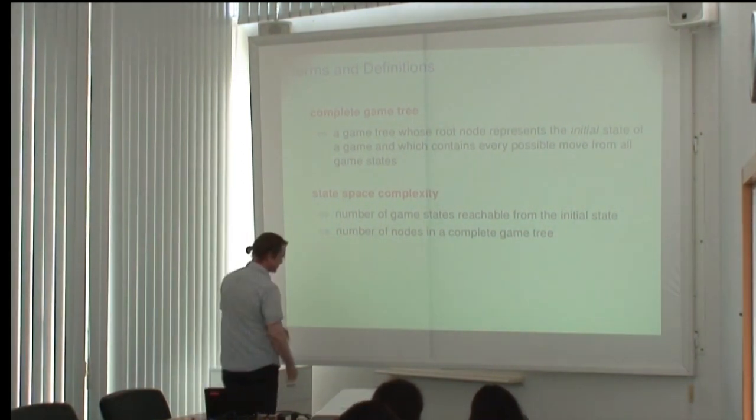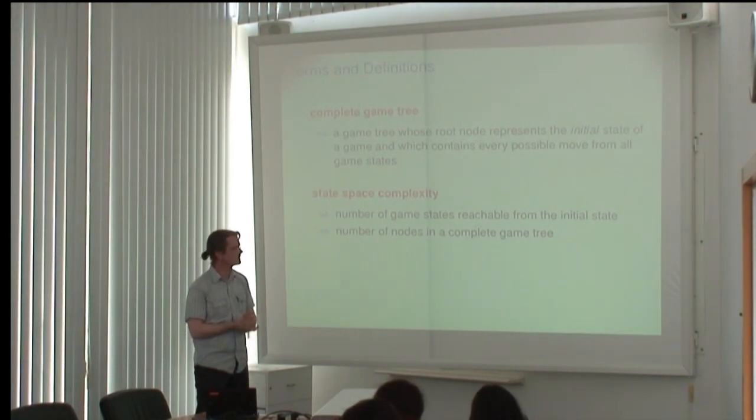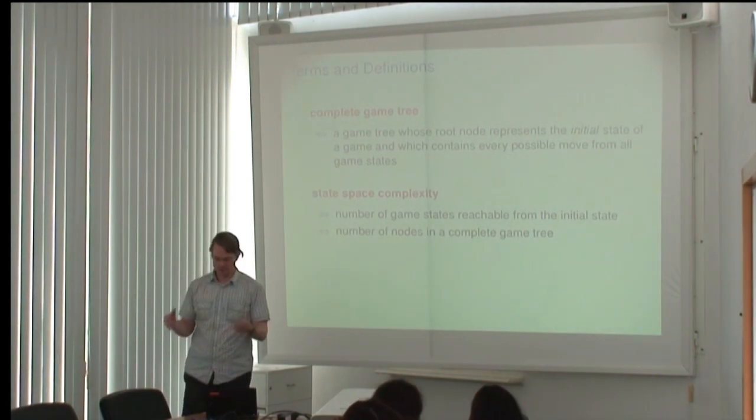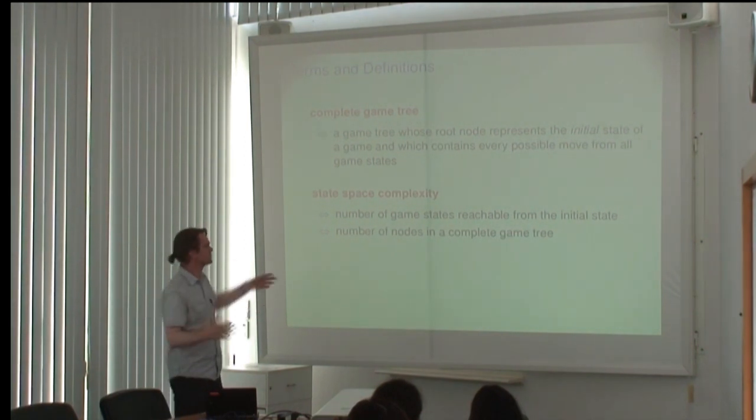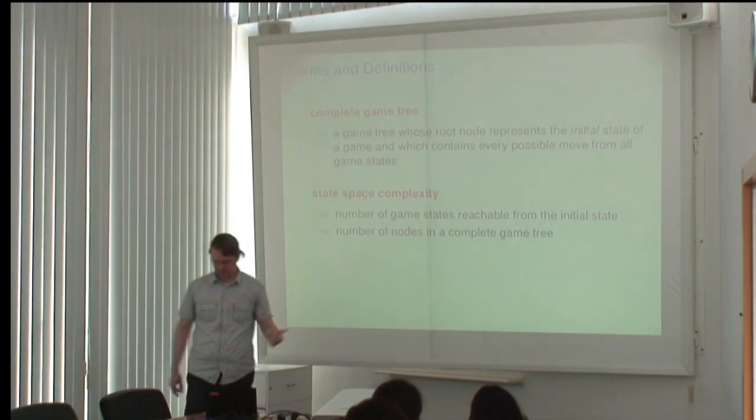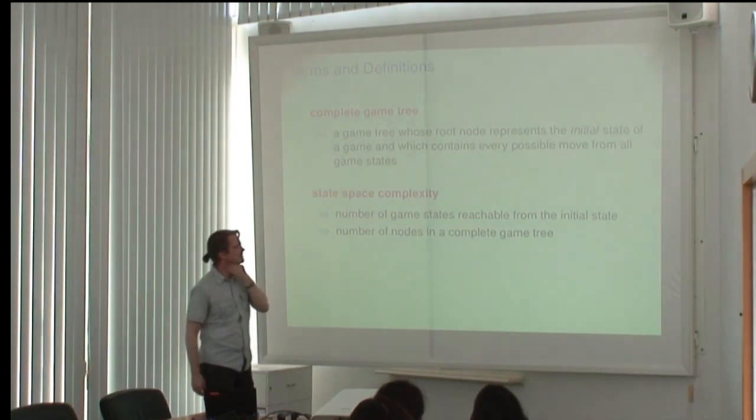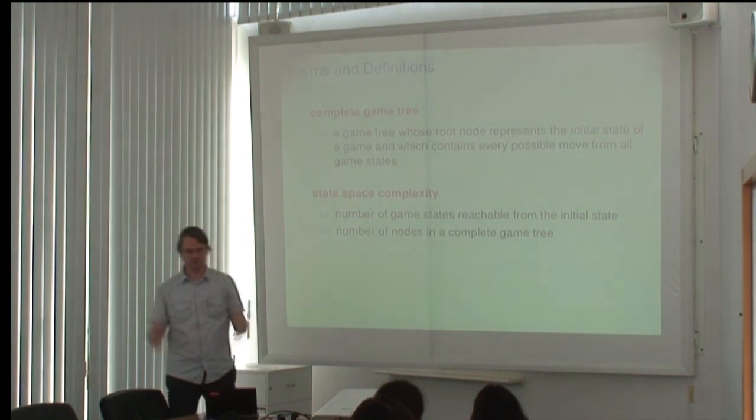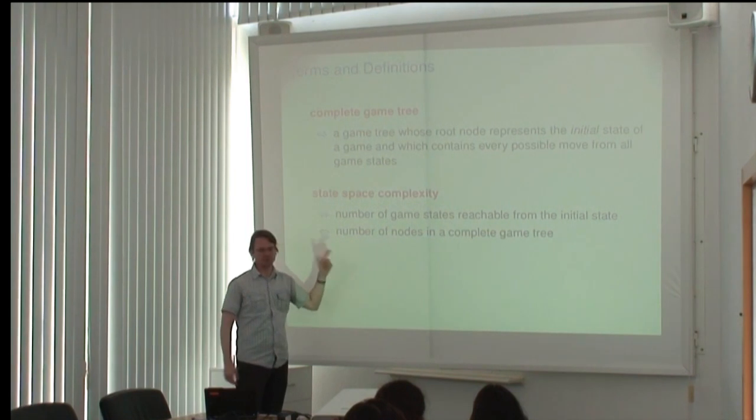Yeah, I hate this terminology. The state space complexity is the number of game states reachable from the initial state. Or we could say the number of nodes in a complete game tree. This is exactly the same, right? Because the complete game tree is that game tree that includes every possible game state. And now we say the state space complexity is the number of possible game states, not configurations. So the state space complexity is just the number of nodes in a complete game tree.